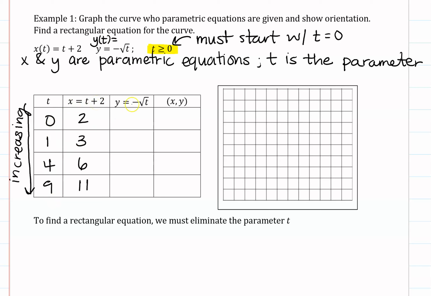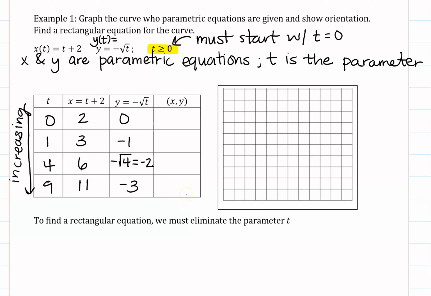Now plugging our t values into the equation for y, the negative square root of 0 is 0. The negative square root of 1 is negative 1. The negative square root of 4 is negative 2. So I'm just plugging 4 into y. And when I plug 9 into y, we will get out negative 3.